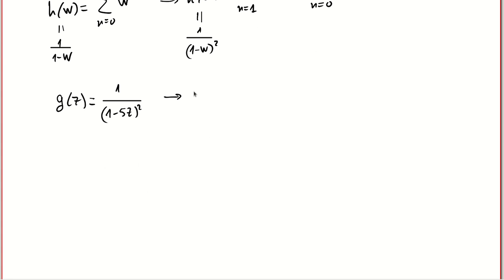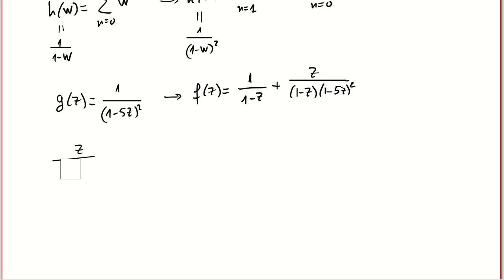Now we introduce this in the formula for f, which is 1/(1-z) + z/((1-z)(1-5z)^2), right? And if we want to expand this, what we have to do is to expand this in elementary fractions, right? So let me just take this fraction here. This is a square, right? Take this fraction here and decompose it into elementary fractions, right?